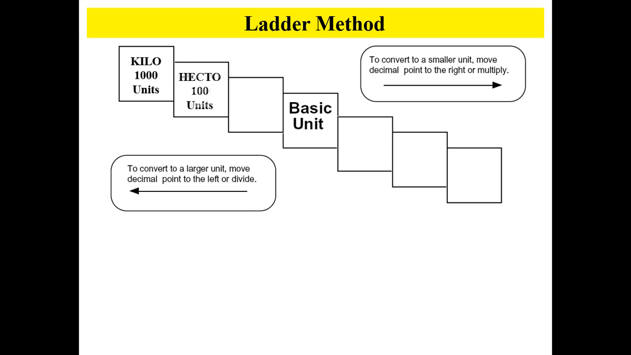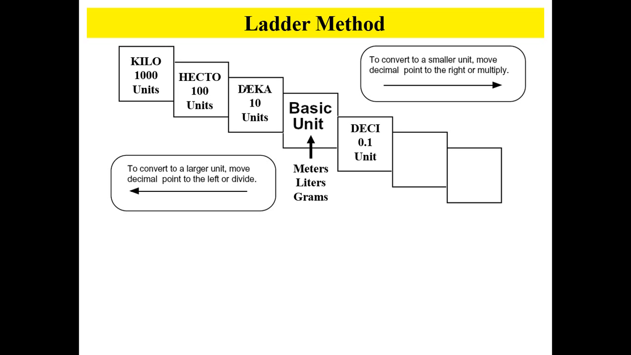The next step down, the prefix is hecto. This is worth 100 base units. So a hectoliter is 100 liters. The next step down is deca. Deca is worth 10 base units, like a decade is 10 years. A decagram is 10 grams, or a decameter is 10 meters. Our base units, remember, are meters, liters, and grams.